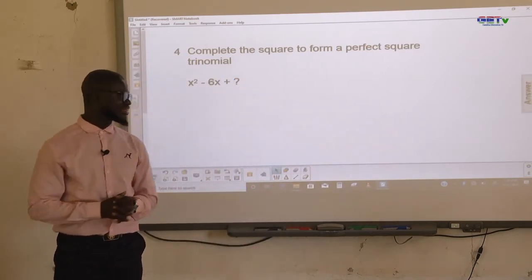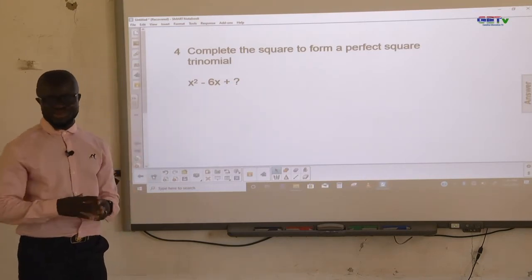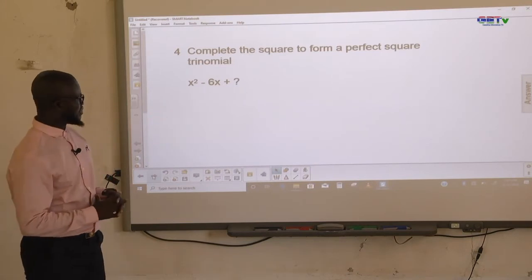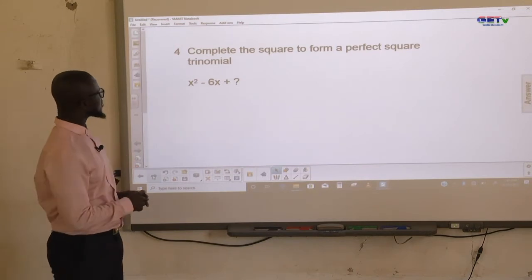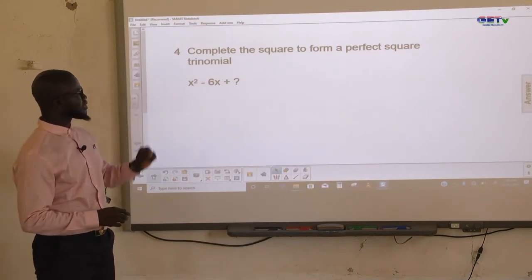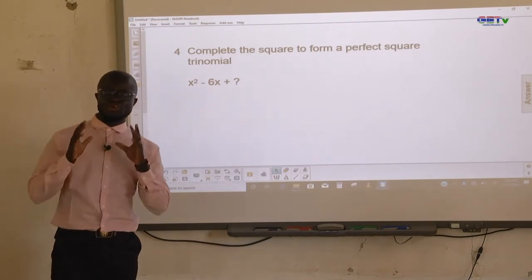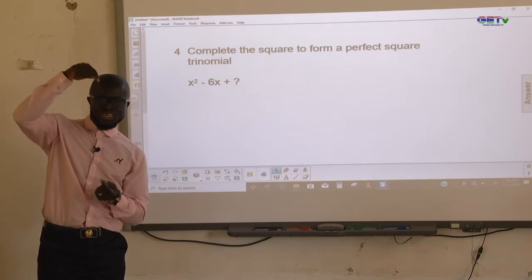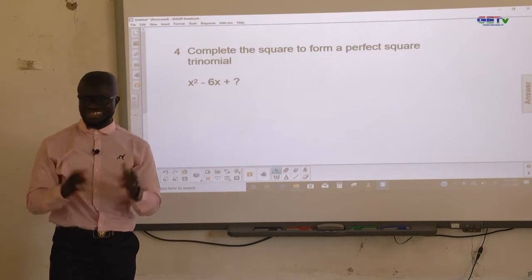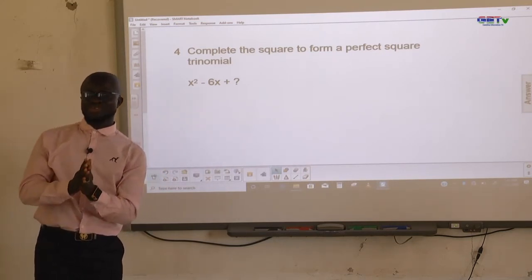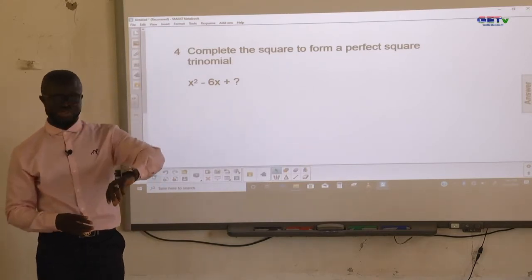Question number 4. It's much like the previous slide. I'm expecting students to do more work this time around. I'll give you some seconds to see how best you can figure it out by yourselves before we take it together. Question 4 reads, complete the square to form a perfect square trinomial. Your task here is to give the value for that question mark, which I believe you can. I really trust my students. They can, obviously. So I'll give you some seconds to kindly do the sums and then give me the answer as quickly as possible.